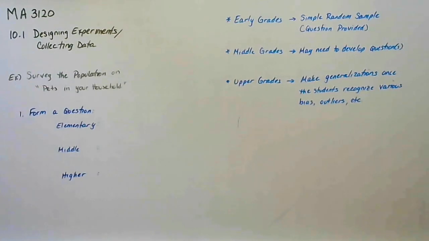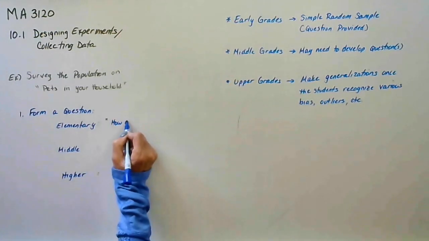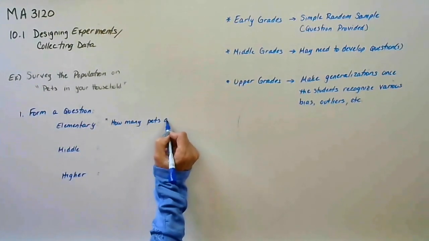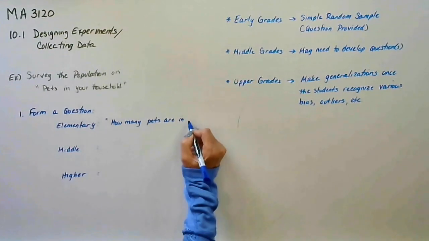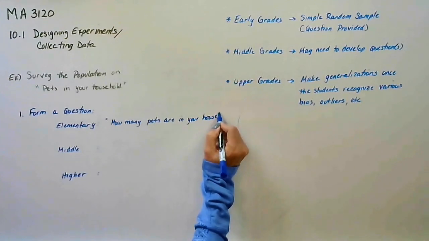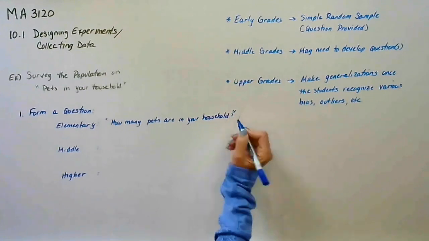Okay, so elementary school, you have a kindergartner, you have a first grader. One of the questions you might get is keep it simple. Keep it simple. So we might formulate a question like, how many pets are in your house or in your household? So think about what the responses could be.